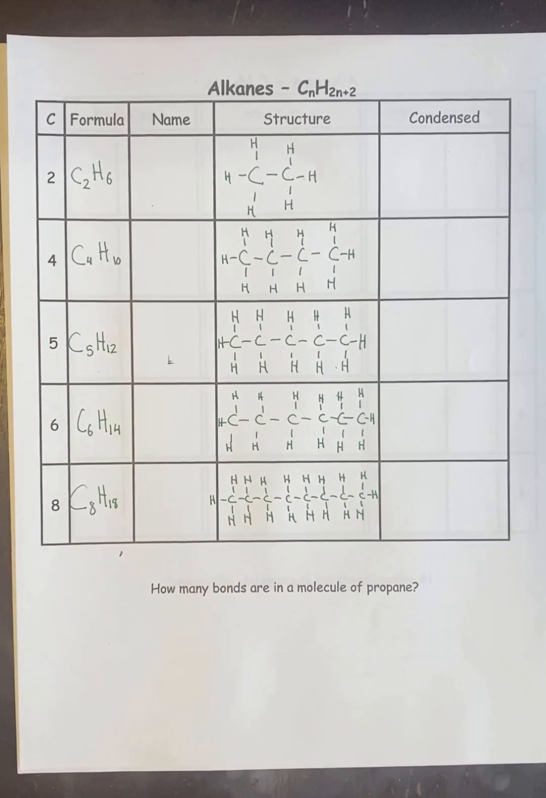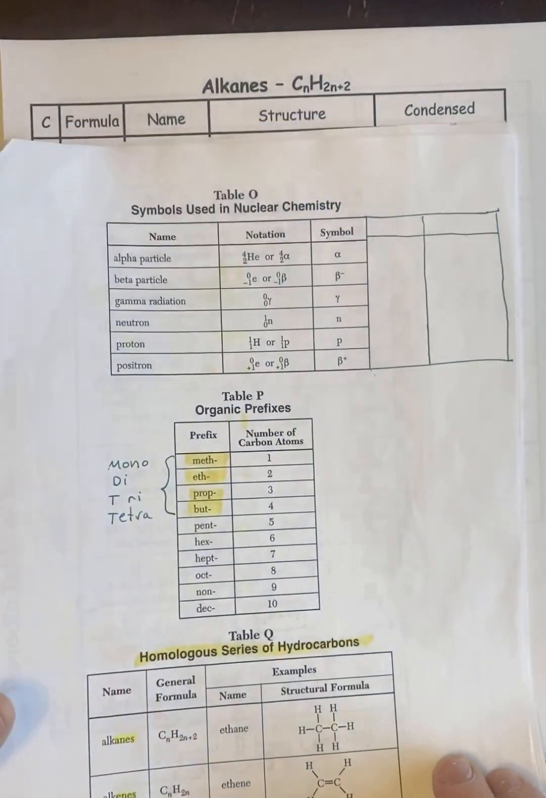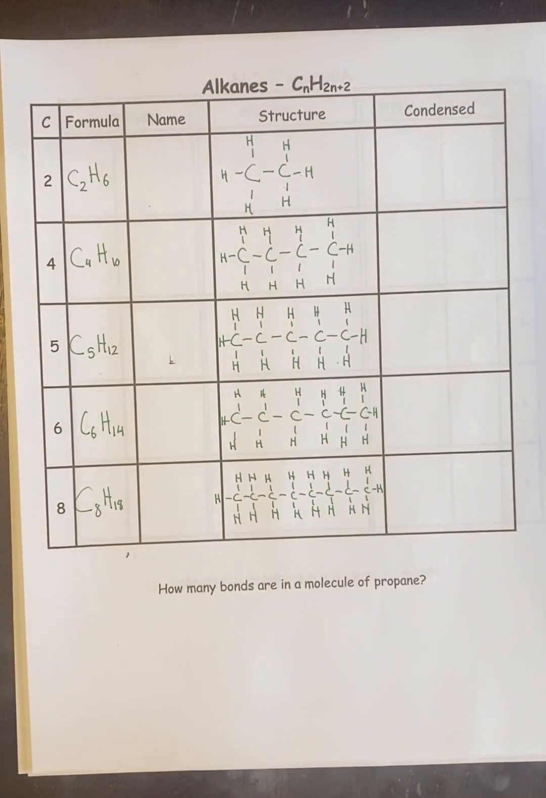So there's your structures. Now let's name them. The way we name them is we use table P and table Q. 2 carbons in a row, there's a prefix for that. Now normally in naming, we would use mono, di, tri, tetra, penta, hexa, hepta, octa, nona, deca. We use those for naming covalent compounds.